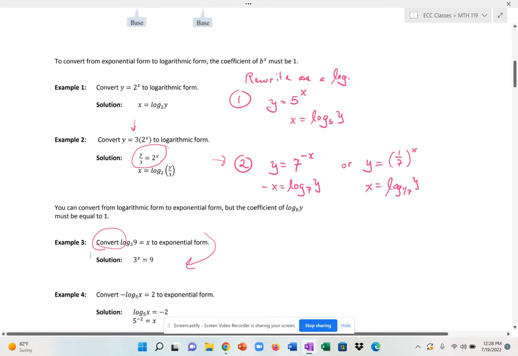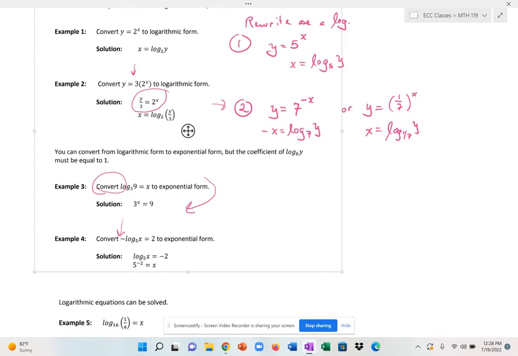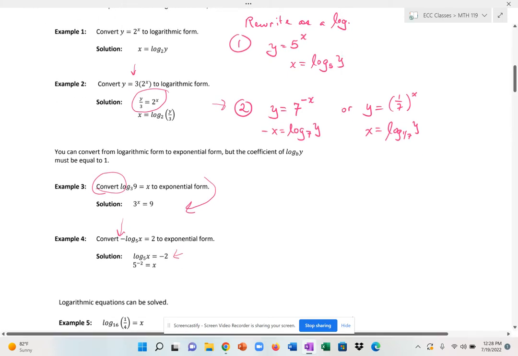Here I have negative log base 5 of x equals 2. It's the same rule as with exponents. You can't have a coefficient other than 1 in front of your logarithm before you convert it to exponential form. So if you divide both sides by -1, this is what you should be converting: log base 5 of x equals -2, which is rewritten as 5 to the -2 equals x. The little base in the logarithm is the base, the big number or expression in the exponential.